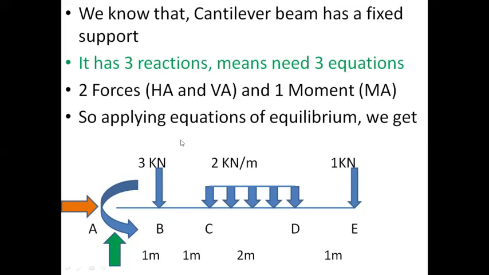7 कुठले कुठले 7 आहे? C, 3 R, A आणि VA is your reaction. तो समजा तुम्ही एक काउंट करा. 3 kilonewton is second force, 1 kilonewton is third force, and this UDL is 1 force. त्याच्यात तुम्हाला 5 एरो जरी दिसत असतील तरी तो एकच फोर्स आहे, UDL. So we have 3 external forces and 1 vertical reaction.